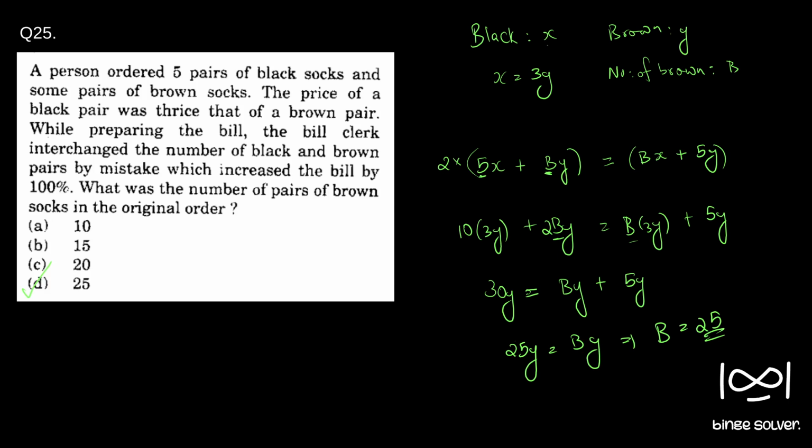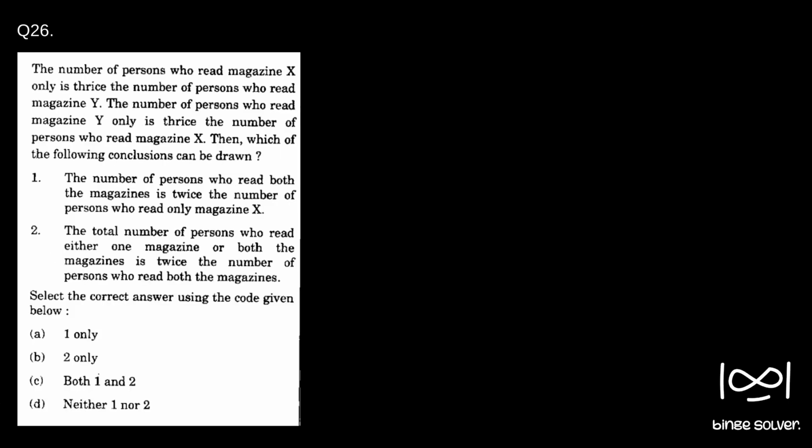Moving on to the next question, question 26. The number of persons who read magazine X only is thrice the number of persons who read magazine Y. Before reading the entire question, there is a mistake in this question. UPSC has marked the answer as X in the answer key. The reason I will explain later. First, I will just go through the question as it is and see what the mistake is.